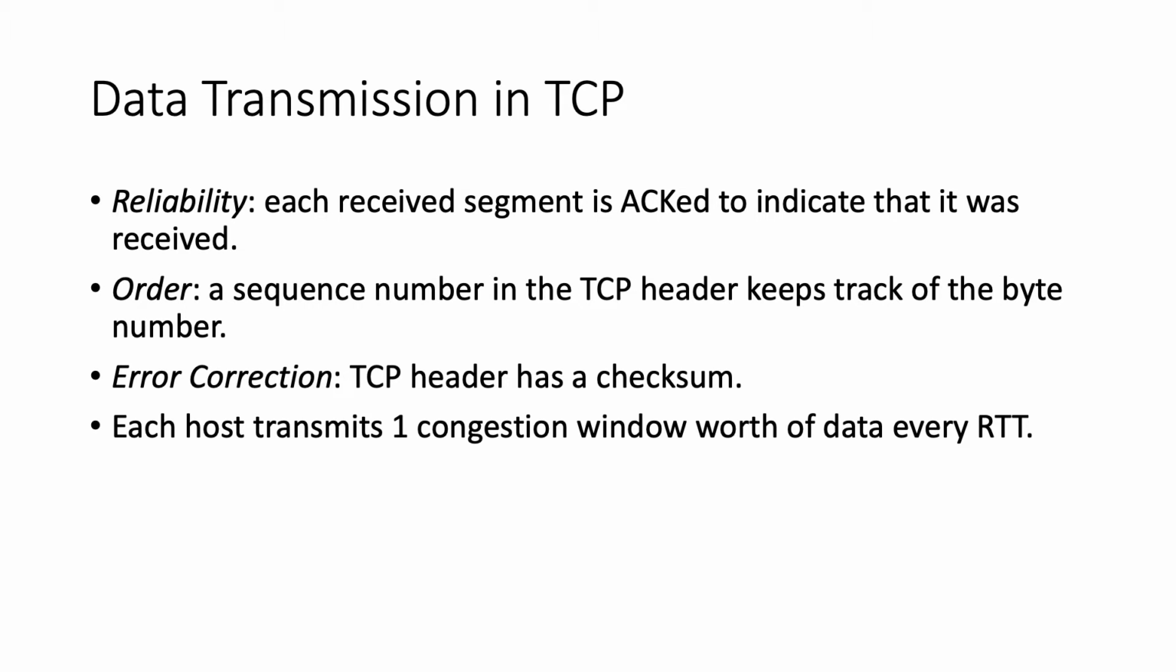TCP achieves this reliability because every segment that is received is acknowledged to indicate that it was received. Order is maintained because every single byte is numbered with a sequence number, and the TCP header contains the sequence number. And finally, error correction is performed via a checksum in the TCP header. And one more point we will note here in transmission is that each host transmits one congestion window worth of data every round trip time. We'll see why this is relevant in a minute.